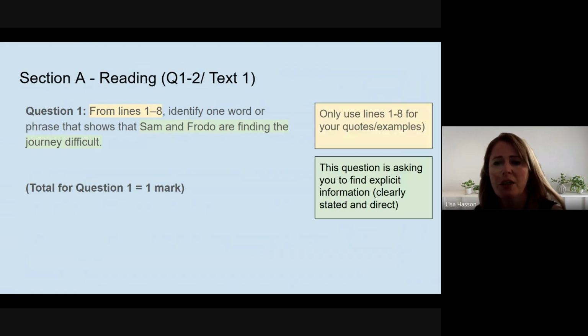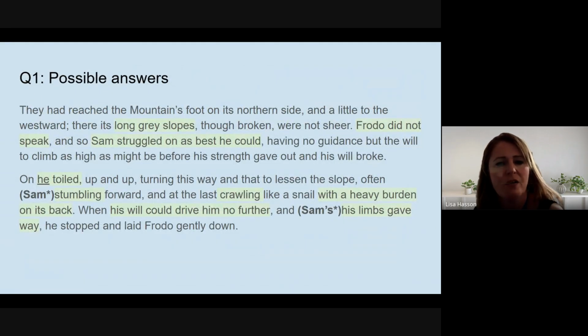So use only lines 1 to 8 for your quotes and examples. This question is asking you to find explicit information, so something that's clearly stated and direct. So you should be able to pick out the quote. You are permitted, however, to paraphrase and put it in your own words if you prefer. I've done that for you here on this question. This is the section from "they had reached the mountains" right down to "Frodo gently down". What I've done here is I've highlighted for you any of the elements that could help to answer the question about how difficult Sam and Frodo found the journey.